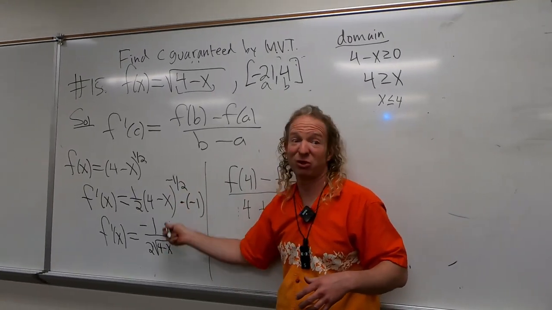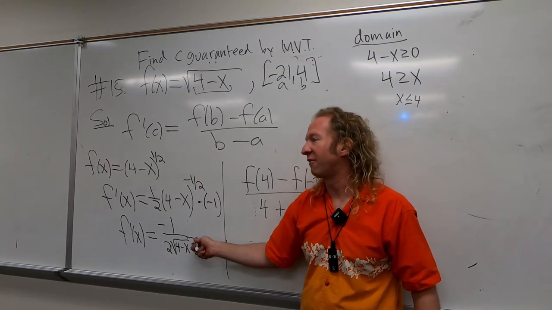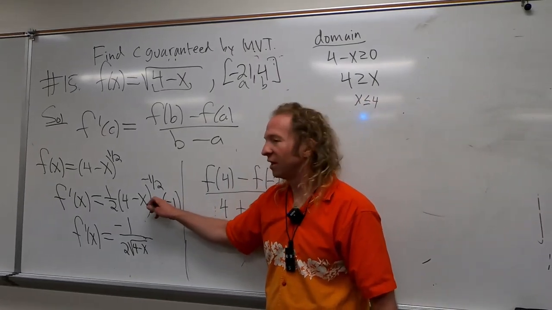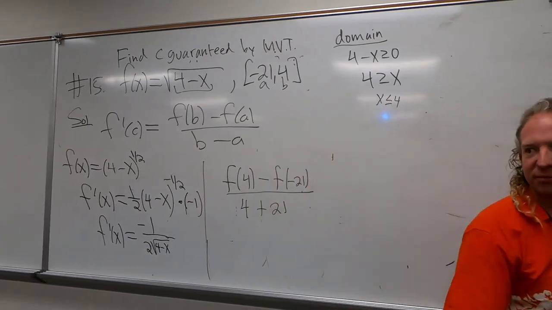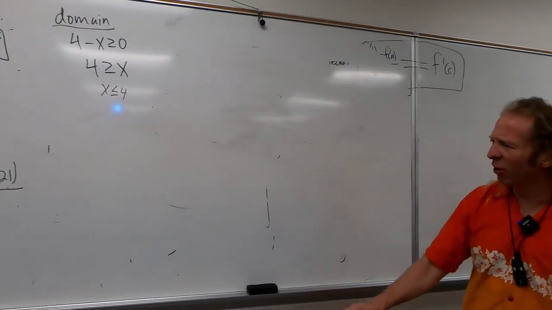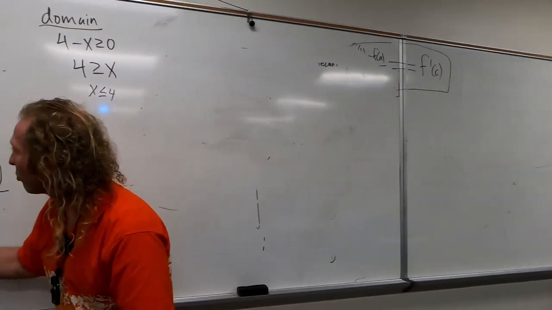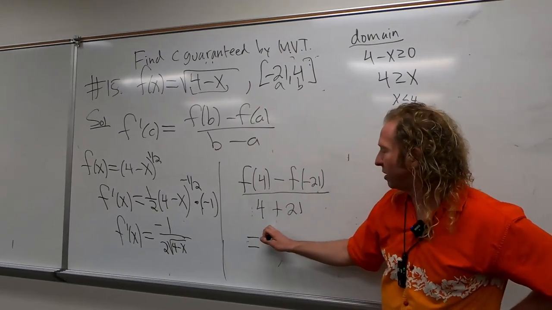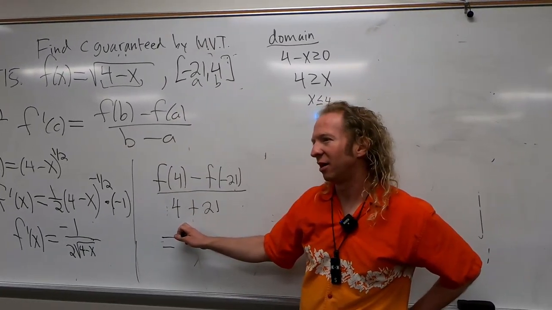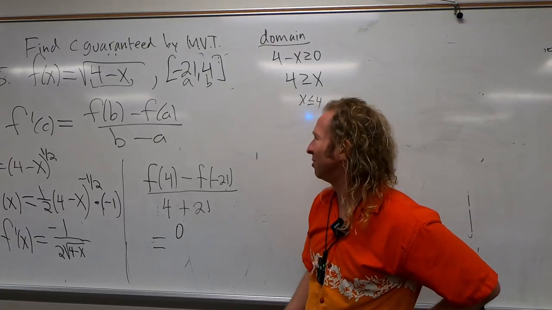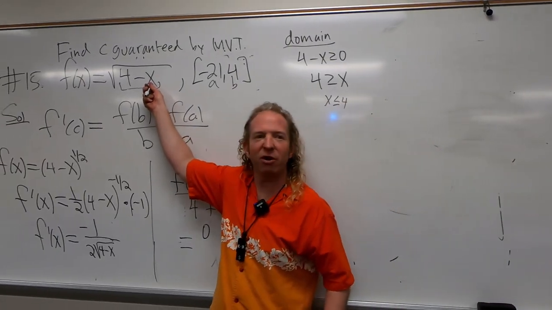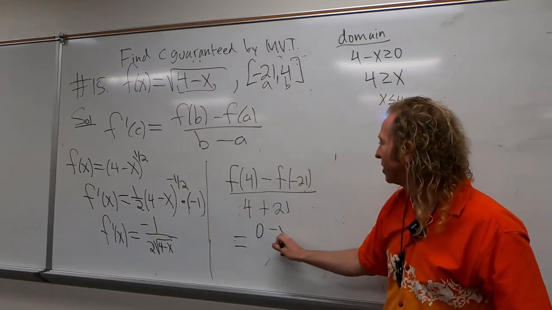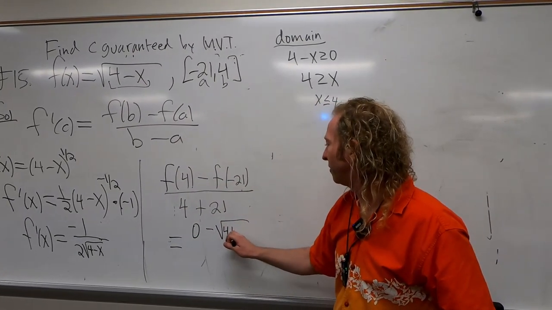This came downstairs and became a square root. So it becomes a 1/2, then the 1/2 turns into a square root. Everyone okay with the -1? That's from the chain rule. Okay, f of 4. So now we're going back to the original to plug this in. 4 minus 4 is 0, square root of 0 is 0. And then this one, I'm gonna write it. It's 4 plus 21.